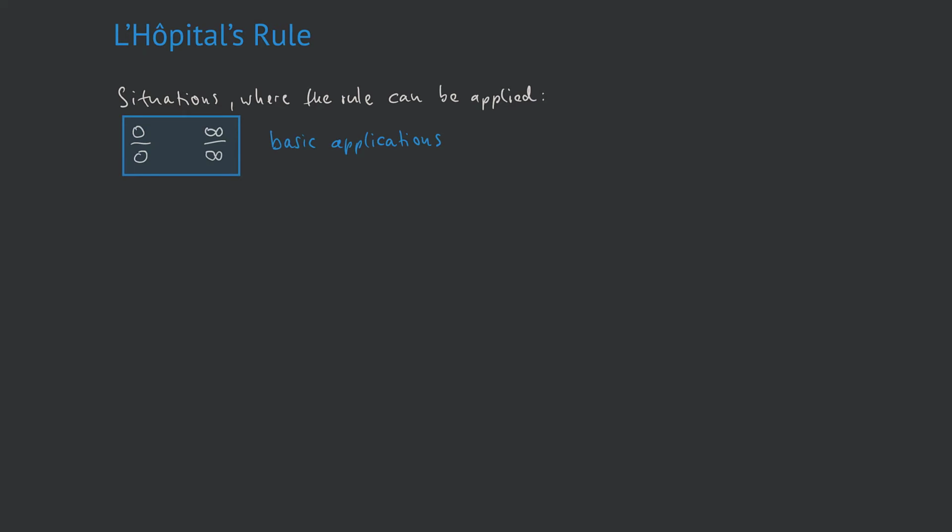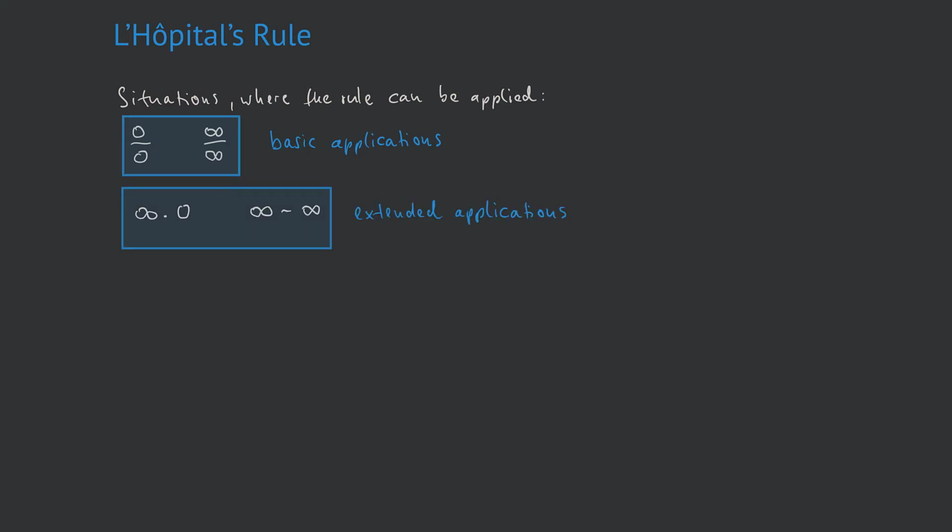L'Hôpital's rule is a very flexible and powerful tool. The reason for this is that it can be applied in many other situations as well. So apart from the situation we have been looking at, which is 0 over 0, we can also use it when we have the situation infinity over infinity, where it doesn't matter if it's actually negative or positive infinity. Those two are the two basic application situations for L'Hôpital's rule. Additionally, there are several extended applications where we can apply the rule. We will look at the following: infinity times 0 and infinity minus infinity.